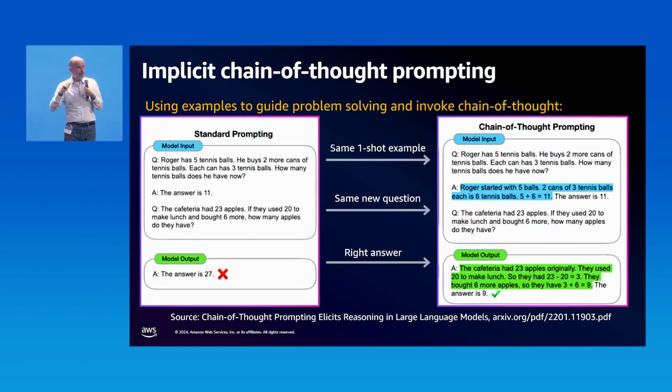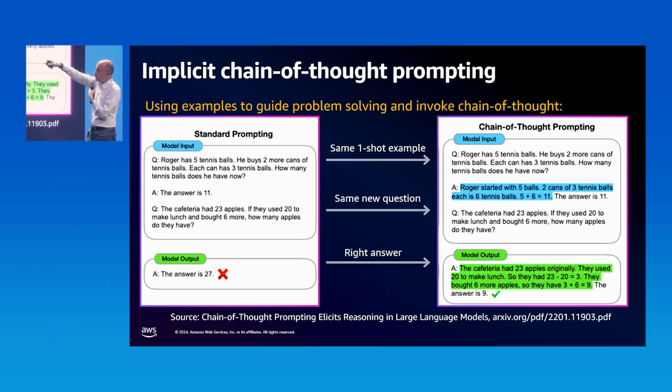And now we can combine these 2 things. We can use examples and use that example to teach the model how to think step by step. So left-hand side again, an example that doesn't work. We are using Roger has 5 tennis balls. That's the first puzzle. And we're giving it the answer we want, like the answer is 11. But the model doesn't quite understand how to get to that answer, right?